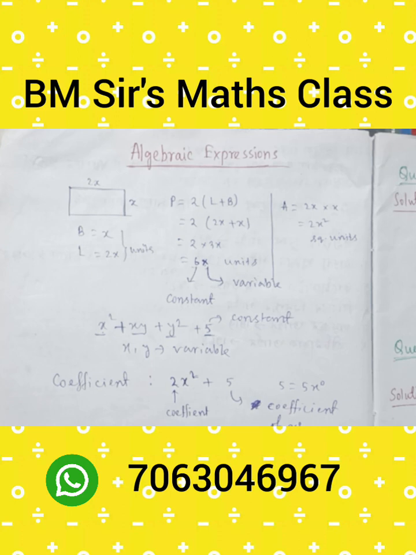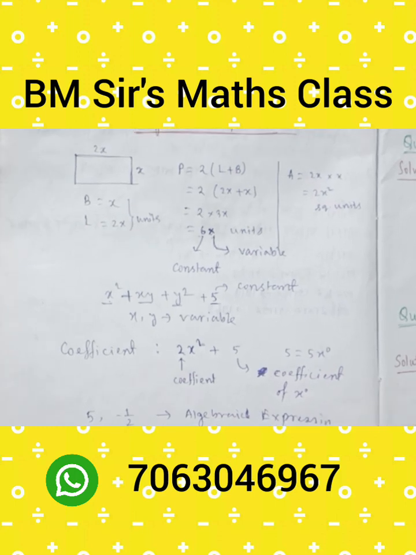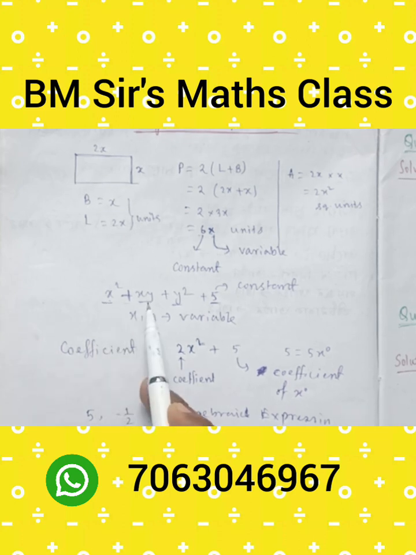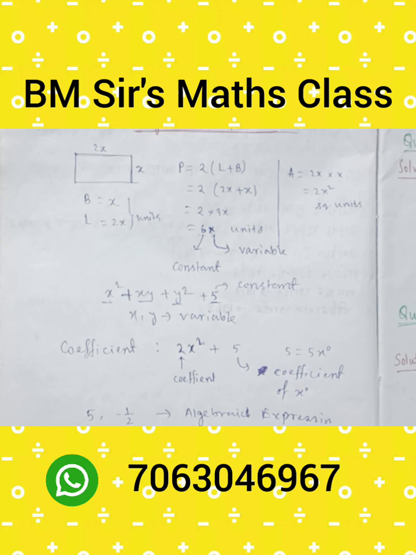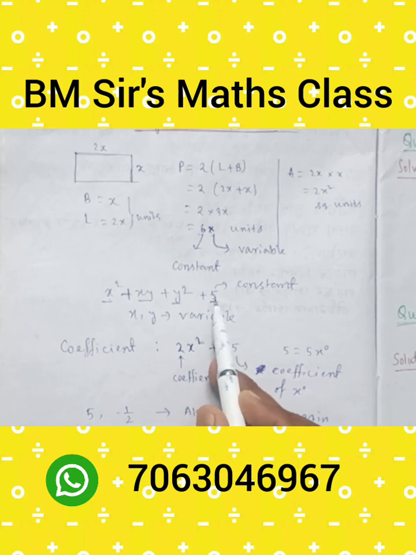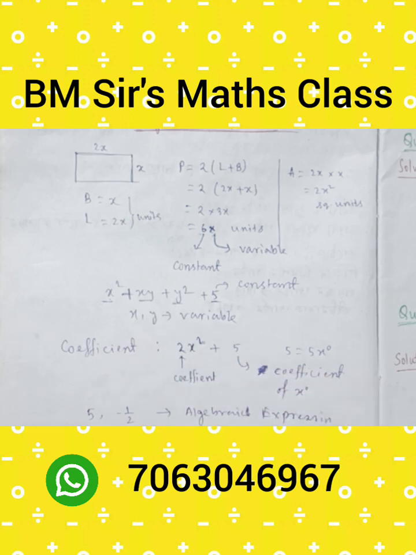So here we have learned the concepts of variable and constant, and now we'll learn about variable and constant taking another example: x square plus xy plus y square plus 5. It is an algebraic expression. So you can ask me, what is an algebraic expression? We'll learn it later. See that in this expression x and y are variables and this 5 is called a constant because its value is fixed, and the values of x and y change. That's why these are called variables.